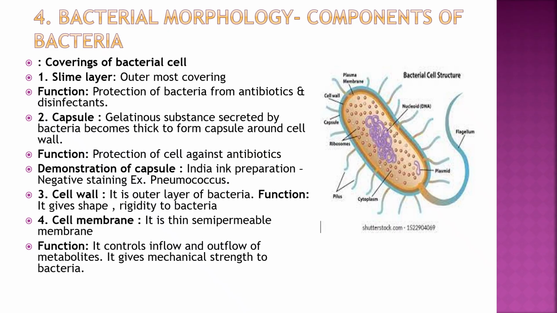Cell wall is the outer layer of bacteria, and its function is to give shape and rigidity to bacteria. Cell membrane is the inner membrane: inside the cell wall there is a thin semi-permeable membrane, and its function is to control inflow and outflow of metabolites. It gives mechanical strength to the bacteria.